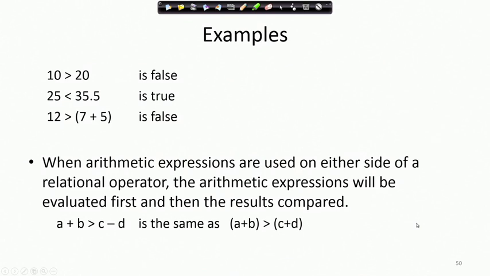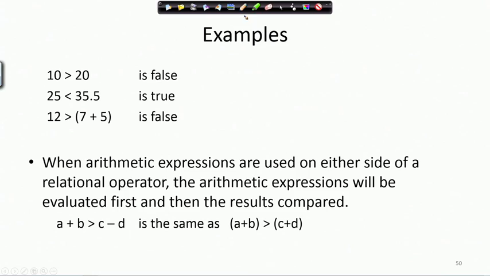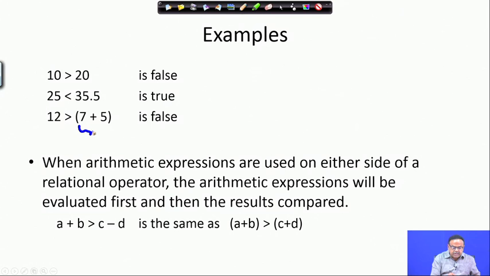Now, here are some other examples. I have already given you enough examples. 10 greater than 20, true or false? It is false. 25 less than 35.5, yes, it is true. 12 greater than 7 plus 5. Now, here if one of the operands is an expression that will first be evaluated, so the arithmetic operators and the expression have higher priority over relational operators. So, here 7 plus 5 will be first computed. So, that is 12. Is 12 greater than 12? No. So, it is false.